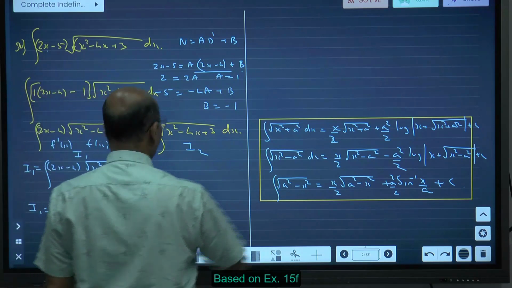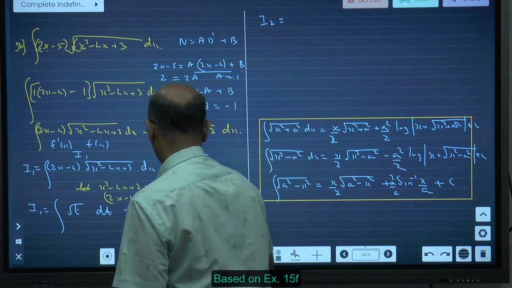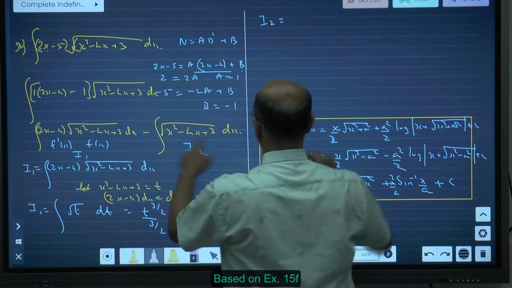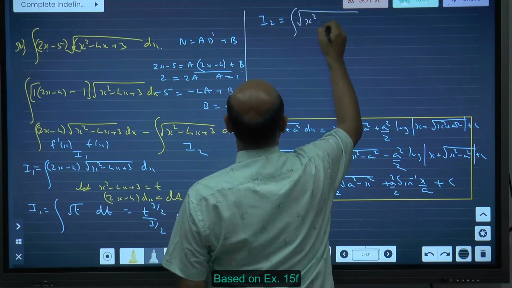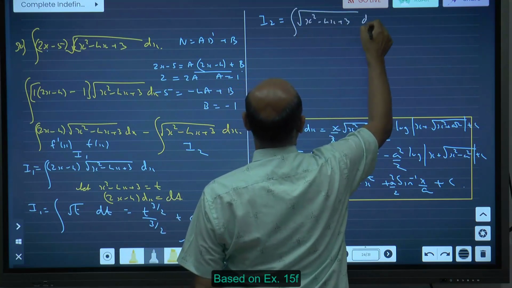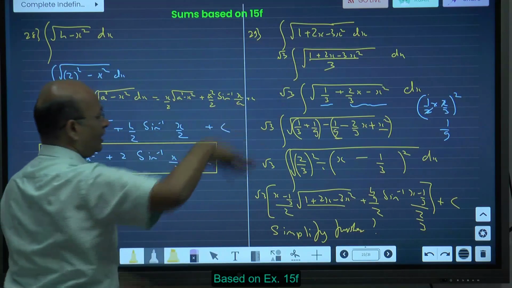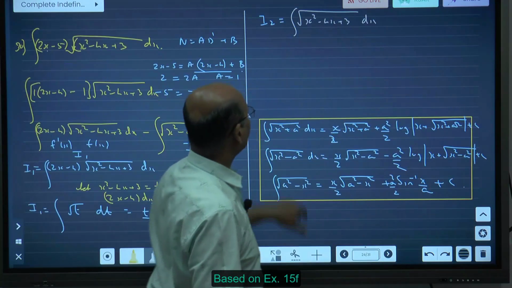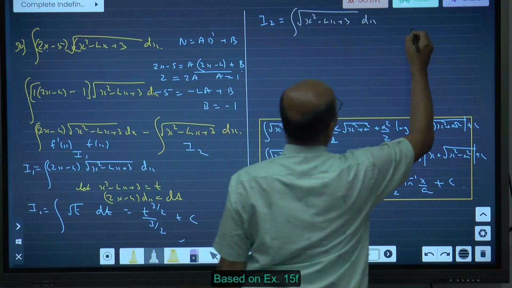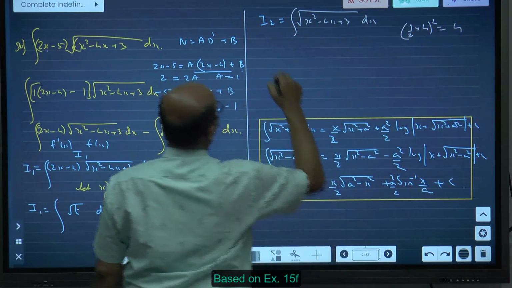Now, let us get I2. What is I2 now? I2 is the integral of root quadratic, root of x square minus 4x plus 3 dx. I told you, whatever is the procedure for root quadratic, everything remains the same. Add and subtract and convert into bi-term, same thing you have to do here. So, half into 4, the middle term, it is nothing but 4.